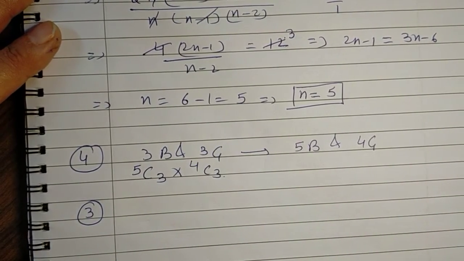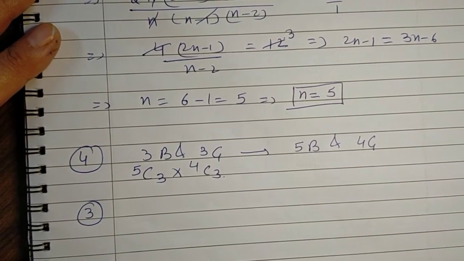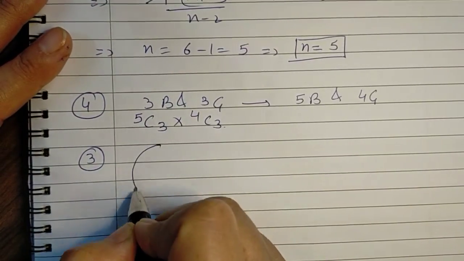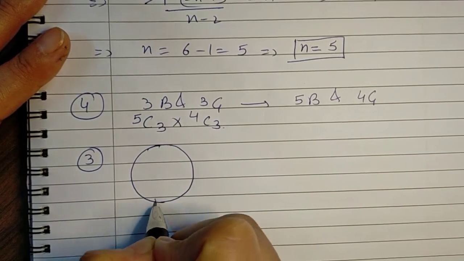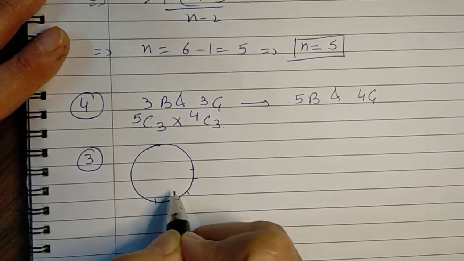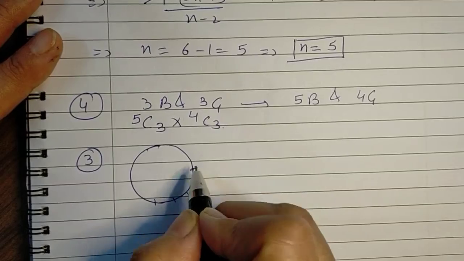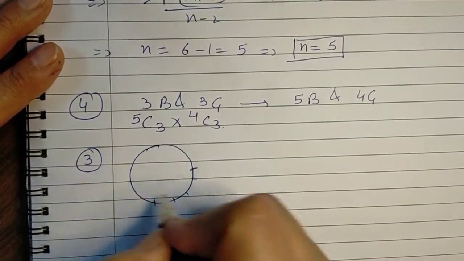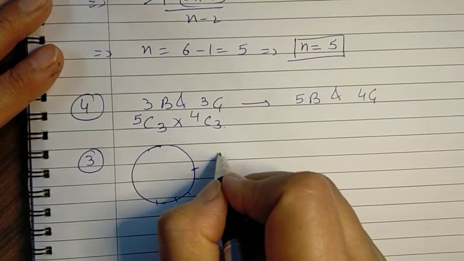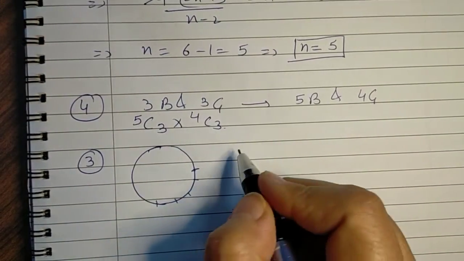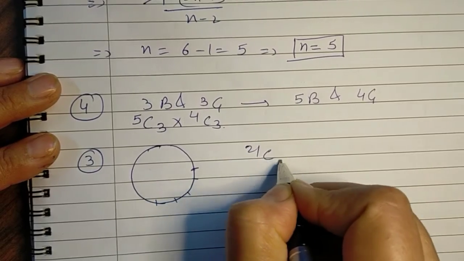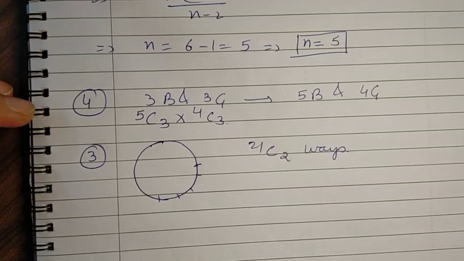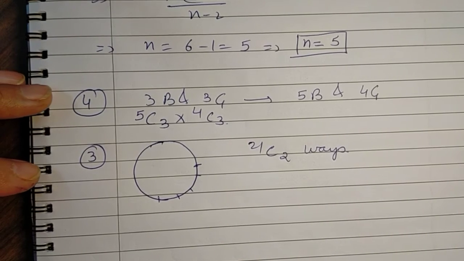Question number 3 says, how many chords can be drawn through 21 points on a circle? So there is a circle, there are so many points given, 21 points given on it. So you keep joining. Basically a chord involves joining 2 points. So basically the whole procedure involves selection or choice of 2 points out of 21, which can be done in 21C2 ways. Same way you can try out the remaining questions also.